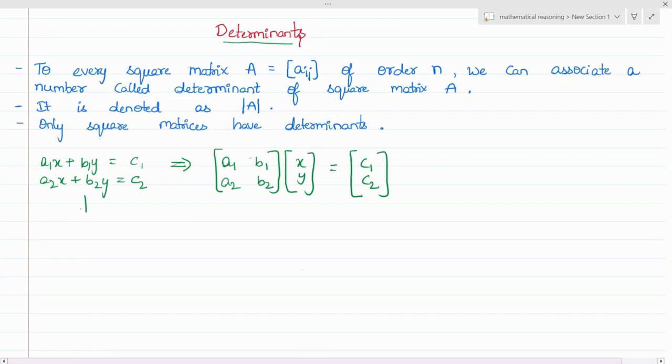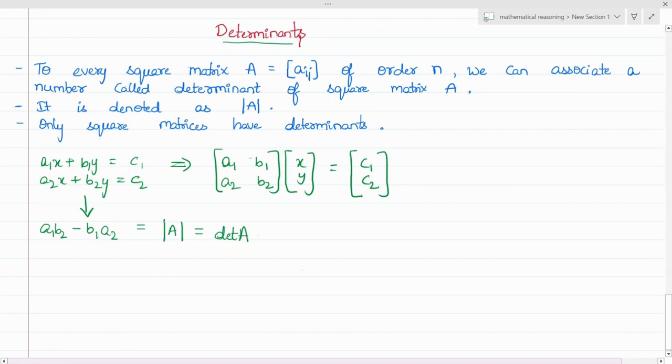Now, this system of equations has a unique solution or not. How can we check that? This can be determined by the number a1 b2 minus b1 a2. So this number which determines the uniqueness of the solution is called the determinant, which is denoted as det A.